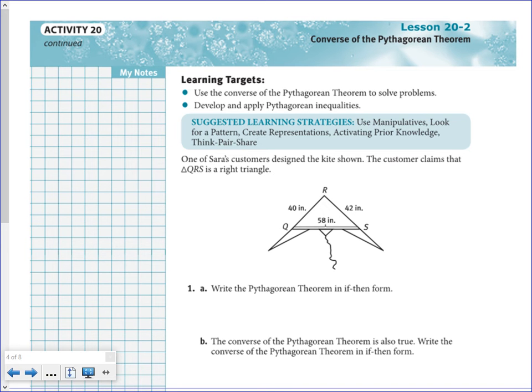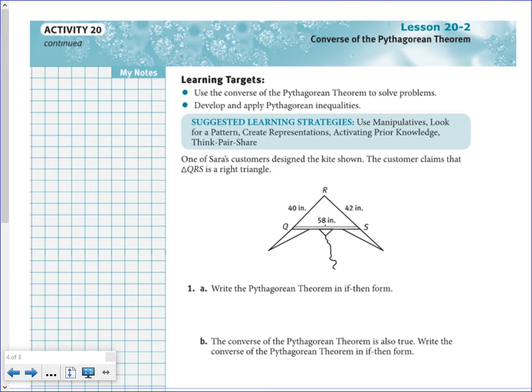Alright, so today we're going to be looking at lesson 20-2. We're going to be looking at the converse of the Pythagorean theorem. So in the previous lesson we looked at the Pythagorean theorem, a squared plus b squared equals c squared. And so we start off with one of Sarah's customers designed this kite shown below. And the customer claims that it's a right triangle. And so we want to know, is this a right triangle?